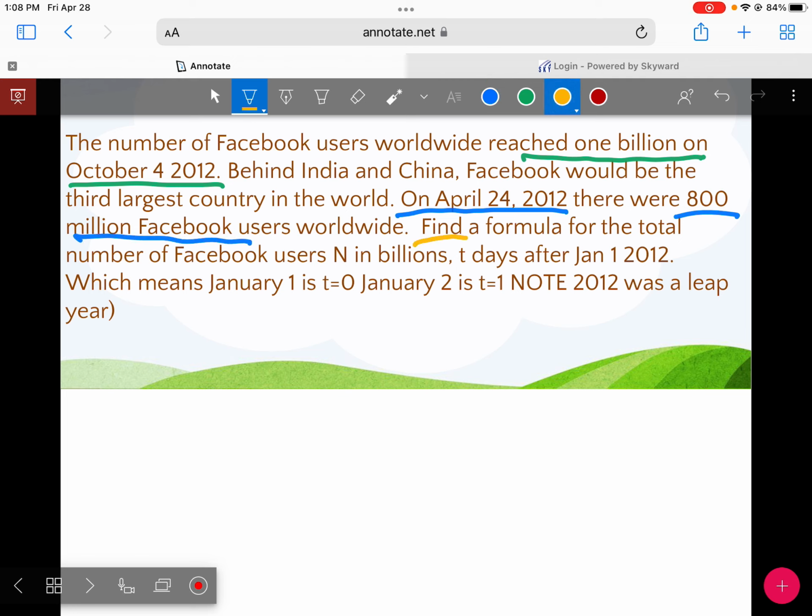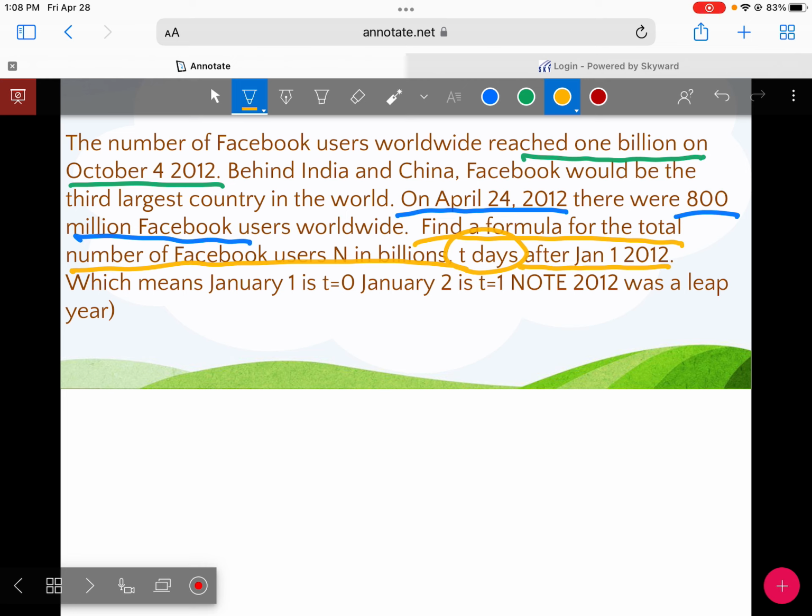And we are charged to find a formula for the total number of users in billions, T number of days after January 1st of 2012. And they talk about January 1st is going to be T equals 0. Anything to the 0 power is 1, which gives me back my initial population.